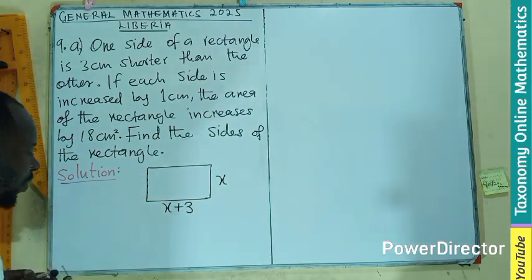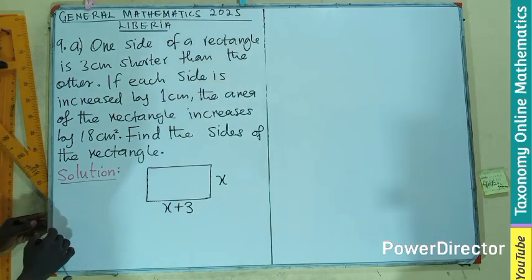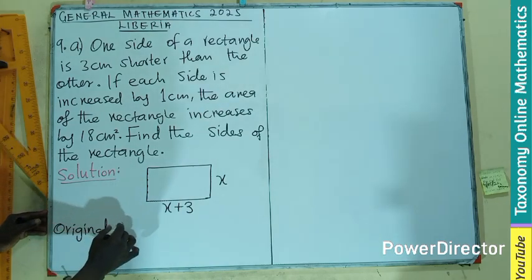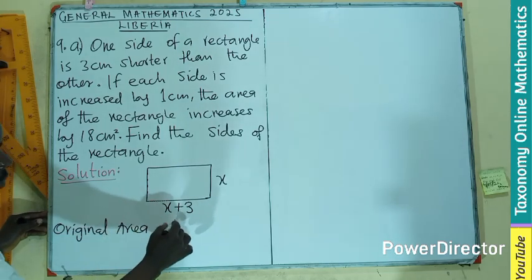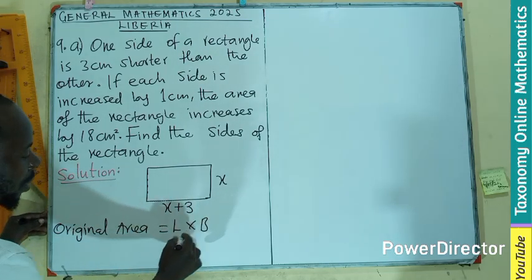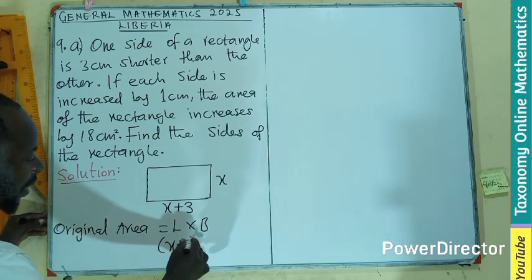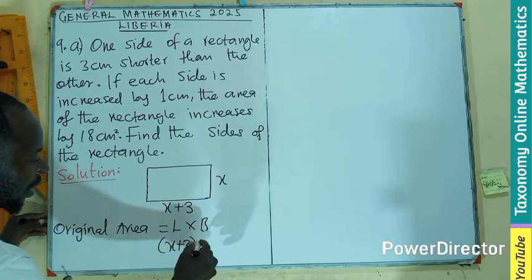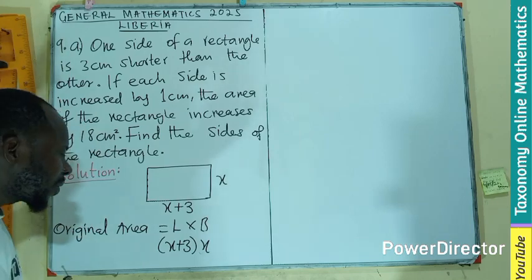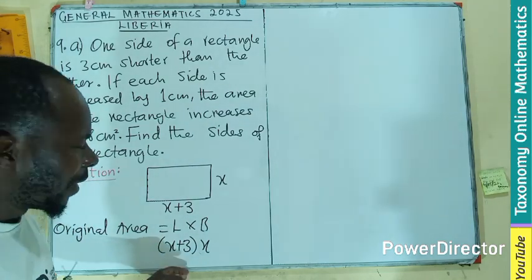So it means that we can find the original area, right? Let me use the word original area, which is going to be the length times the breadth. So in this case, we have x plus 3 times x. Let me just put the x there as the breadth. And that's all that we can do from here.